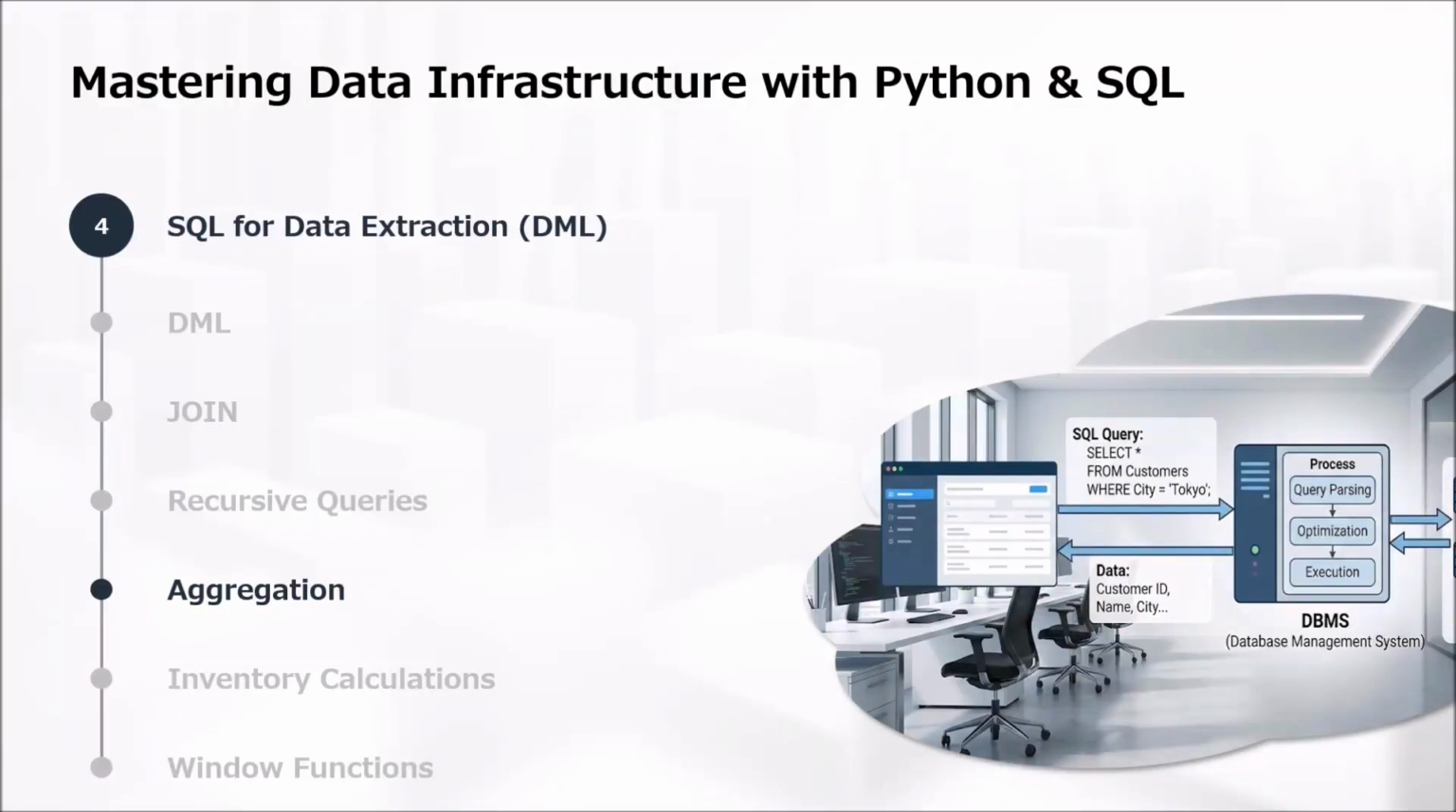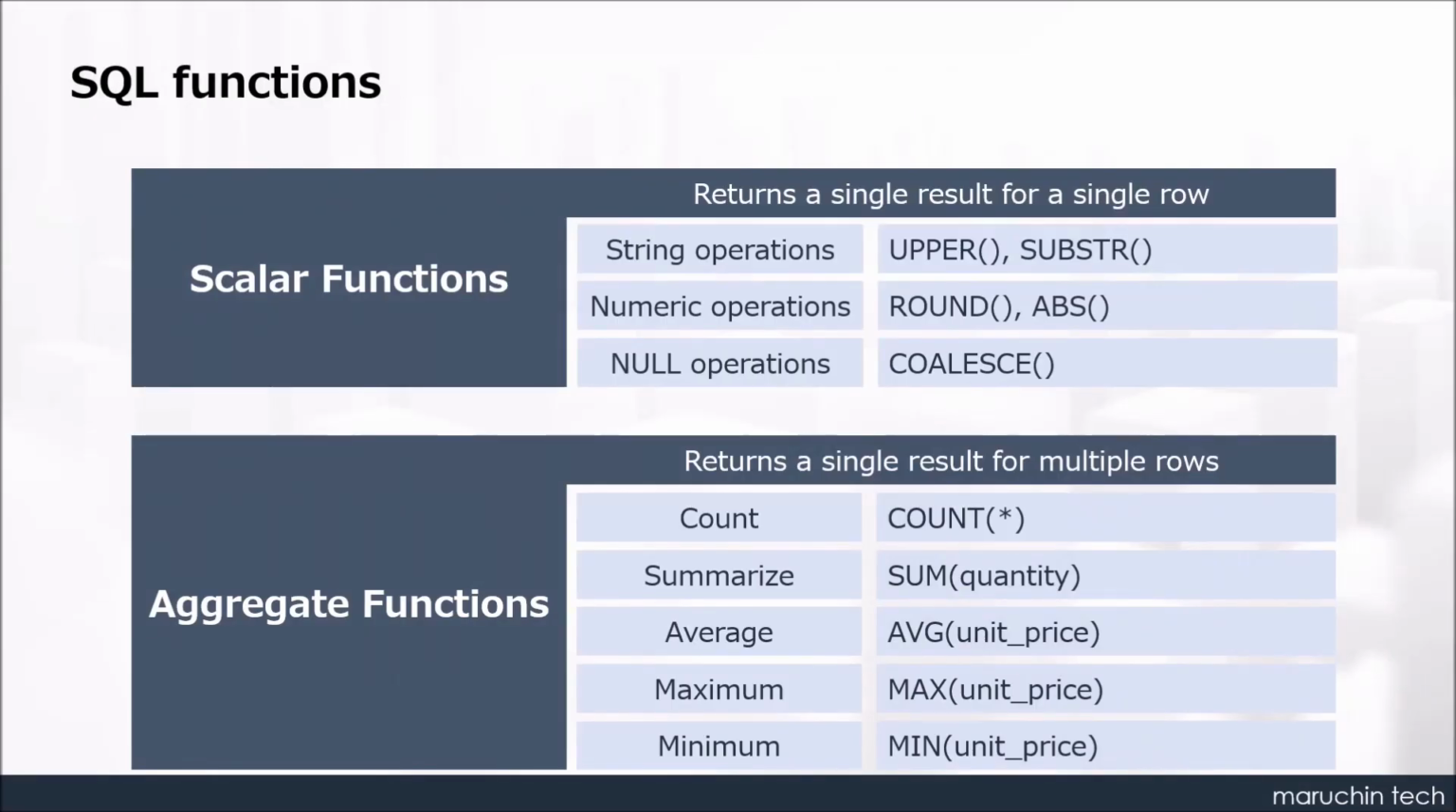Next is aggregation. First, SQL functions can be broadly divided into scalar functions and aggregate functions. The scalar functions return one result for a single row. They are used for relatively simple operations like string manipulation or numeric operations. Aggregate functions return one result for multiple rows. Common aggregate functions include count, sum, average, min, and max. They perform calculations like adding up values from multiple rows or calculating their average. Spreadsheet software like Excel also provides similar formulas.